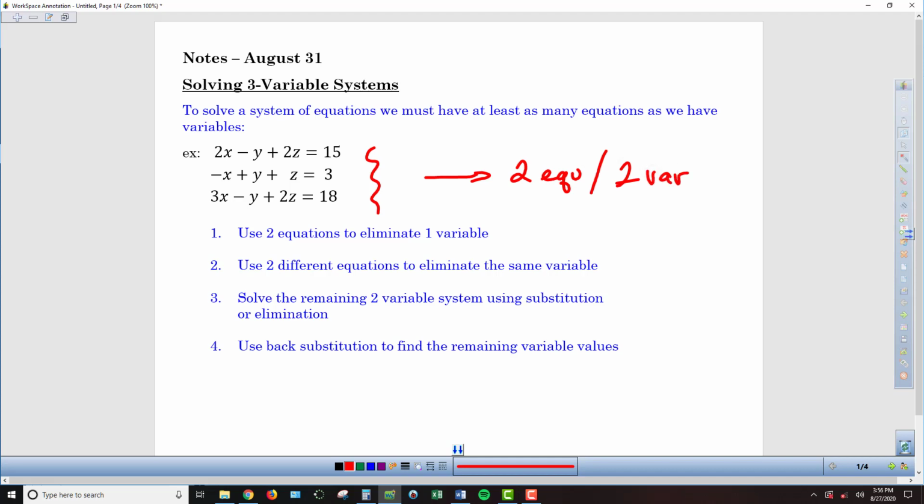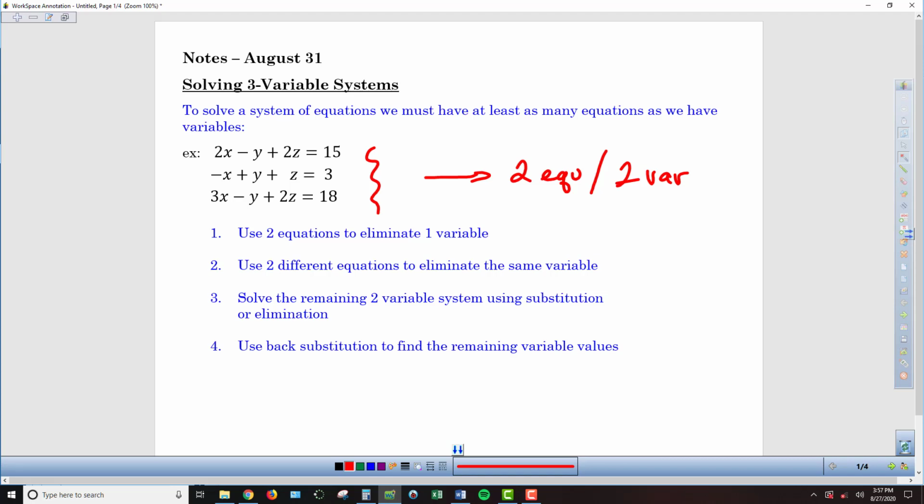So that might be x and y, that might be y and z, that might be x and z. So that means we're going to have to combine two equations to get rid of one of the variables, and then combine a different pairing of two equations to get rid of that same variable. So we want to try to choose wisely to keep things as simple for us as we can.